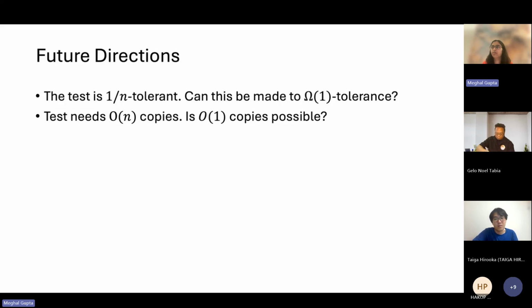And for a while it was open. I guess before this work, it was open if you could even do it with fewer than exponentially many copies. And we showed that you can do it with linearly many copies, but no one has even ruled out doing it with a constant number of copies. So I guess that's a very interesting open question.